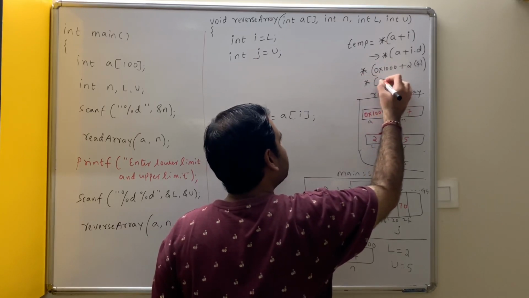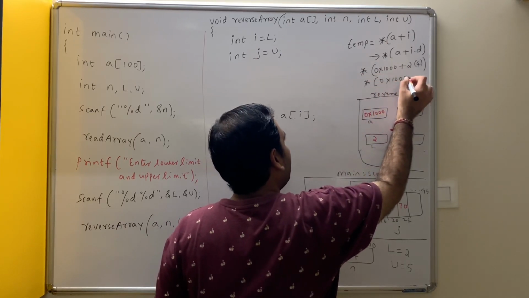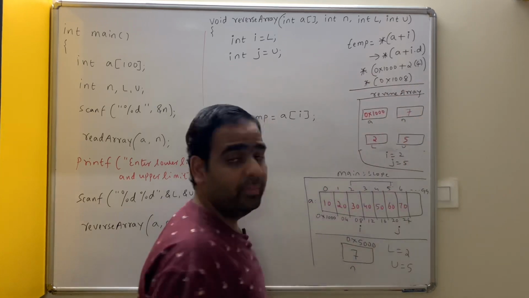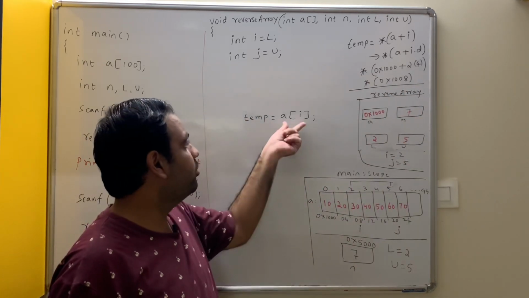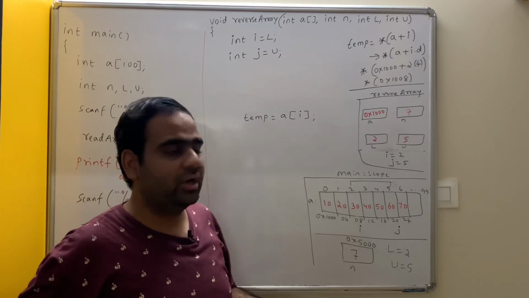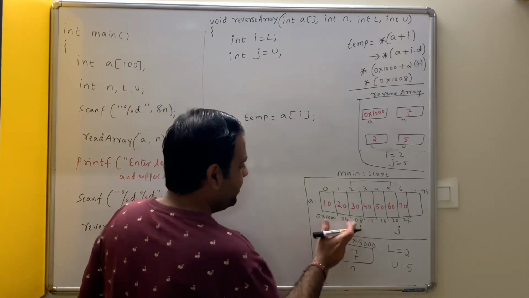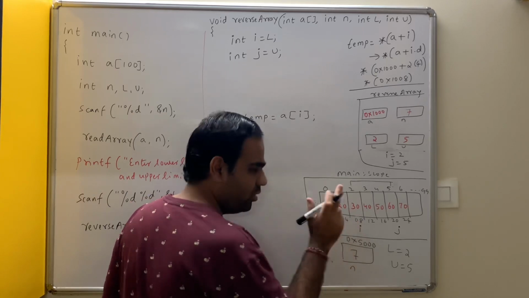Now this becomes star 1008. Now what is star 1008? It means go to address 1008 and fetch the value. Why? Because it is on the RHS of the equation. Now what is the value at 1008? It is 30. This is how it works internally.